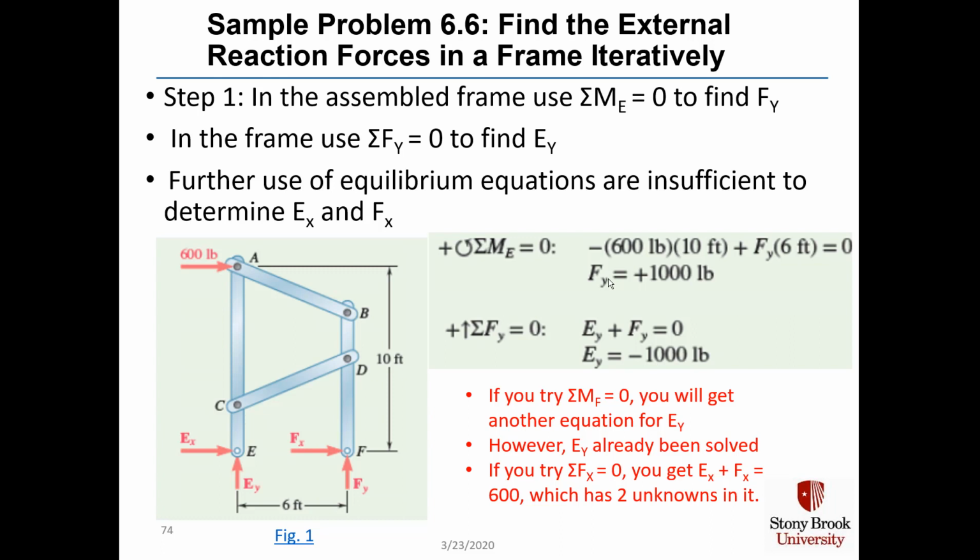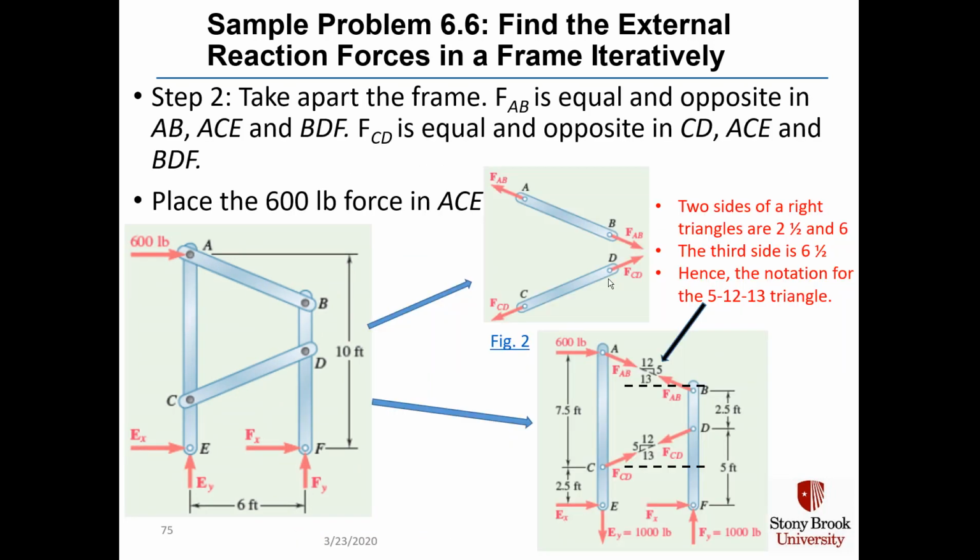But if you try to sum the moments around F and set that to 0, all you will get is another equation for E sub y, and we already know E sub y. And if you try to sum the forces in x and set that to 0, all you'll get is that E sub x plus F sub x is equal to 600 pounds, but of course that equation has 2 unknowns in it. So you won't be able to get either E sub x or F sub x. Therefore, we need to take apart the frame to go further.